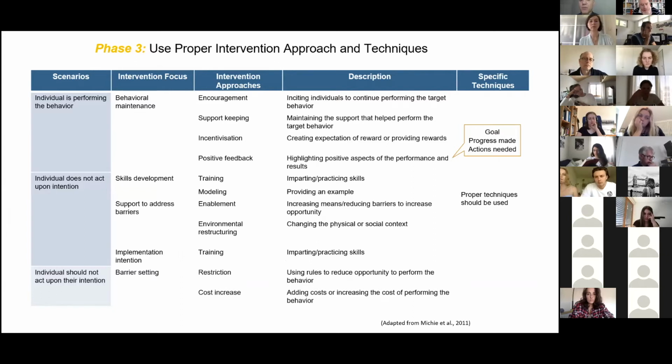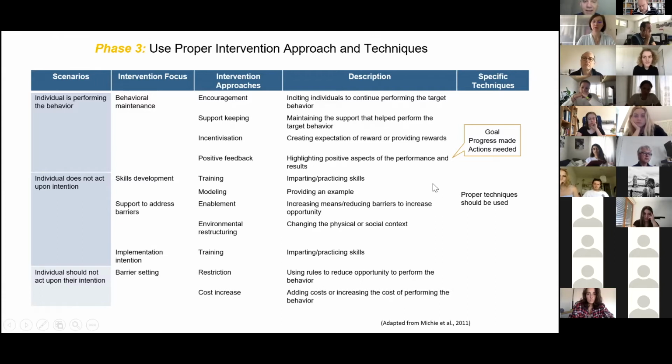The problem with many interventions is, first, they don't identify the target behavior properly, or they may not use a proper approach in their intervention. And if they decide to train, let's say the lack of skills is the issue and training is the way to go, they may not use proper training techniques.